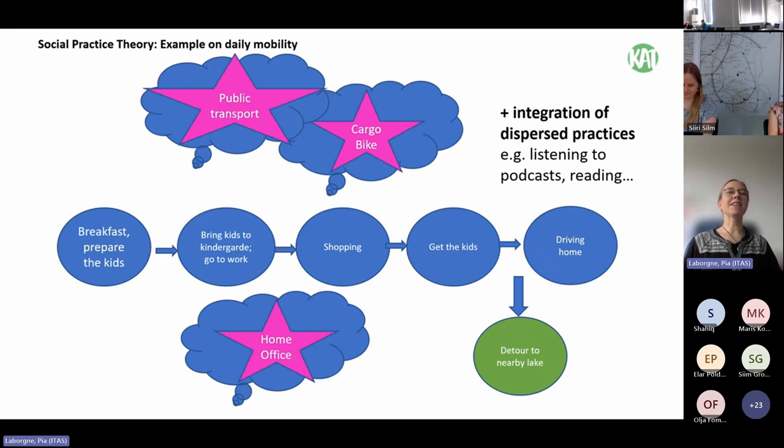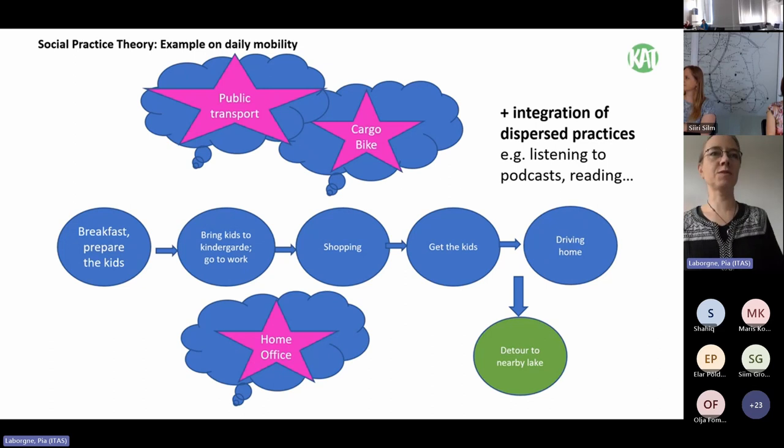And to make it more complicated, we have the integration of dispersed practices that are related to it. For example, I prefer to go by car or by public transport instead of bike because I want to read in between. I want to use the time for working, which is also leading to a choice of public transport instead of car, because it's difficult to read or to write something when you're driving a car. So I think it illustrates this interconnectedness of practices that can be very small things, but which are related to each other, and the choices are somehow explained by this.